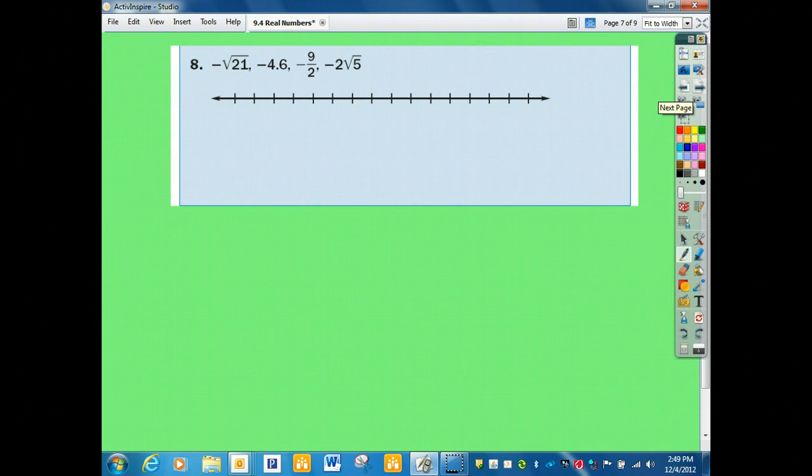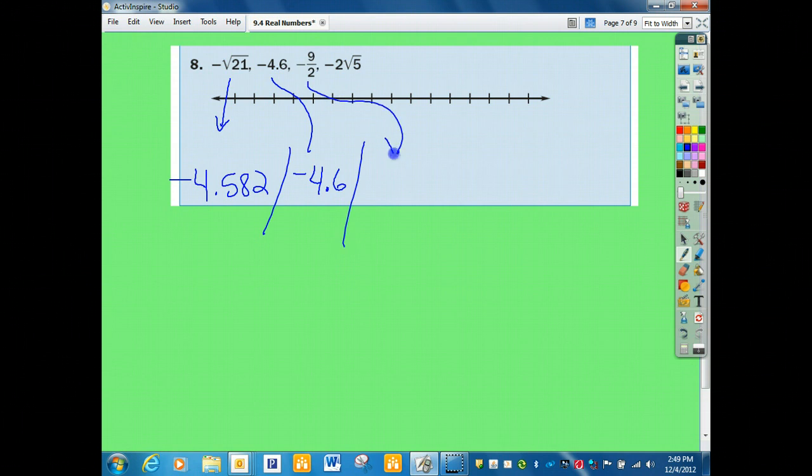And now we get to practice on a negative. So turn these all into decimals. Negative what? Square root of 21? 4.582. Negative 4.6, negative 4.5, and last, negative what? 4.472. Like that? Yeah. Alrighty. They're all negatives.